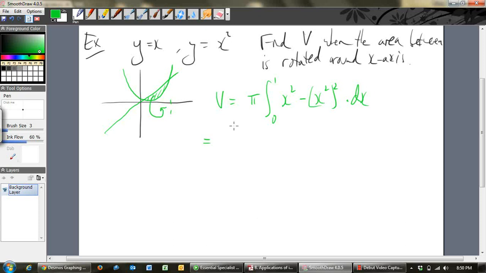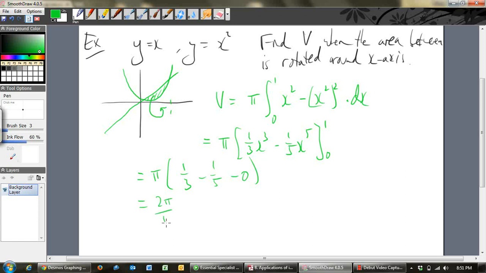Again, I'm not going to finish it, but it's just a matter of working it out. So x squared becomes a third x cubed, minus x to the power 4, so minus 1/5 x to the power 5, evaluated from 1 to 0. I'll finish it off because they're easy numbers. It equals pi, put 1 in, you get 1/3 minus 1/5, and then minus 0. So we get 1/3 minus 1/5, that's 5/15 minus 3/15, that's 2 pi over 15 units cubed. And so there's your answer for your problem.